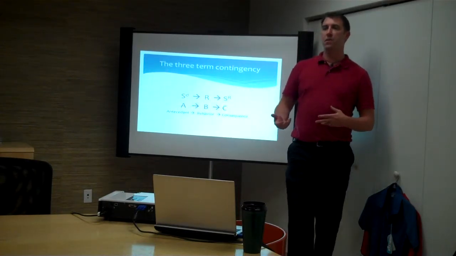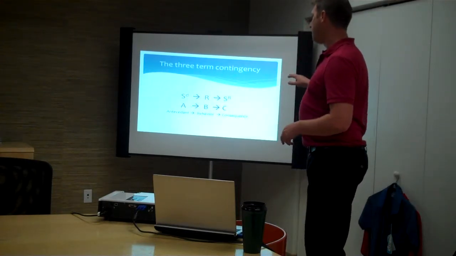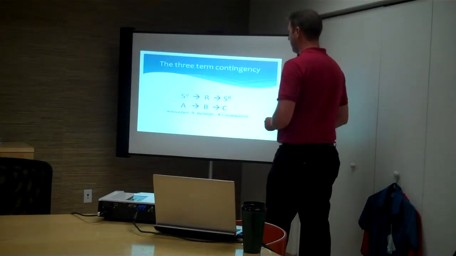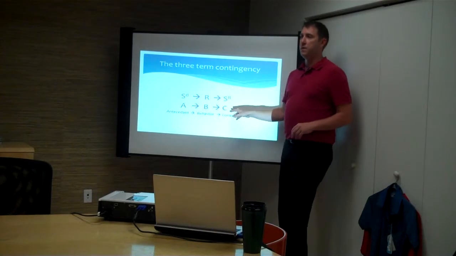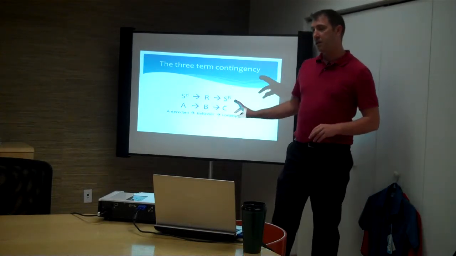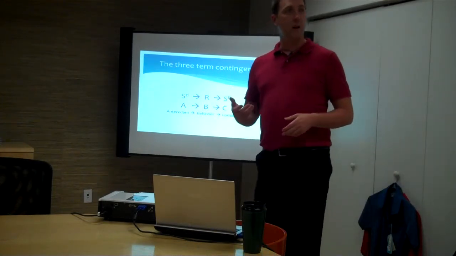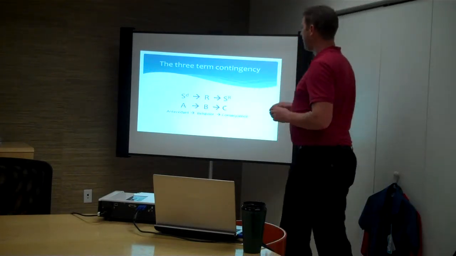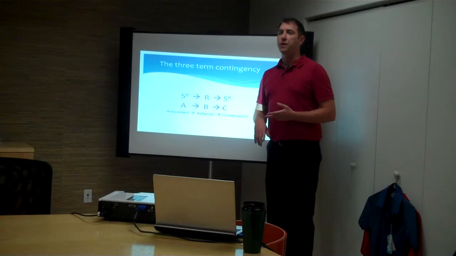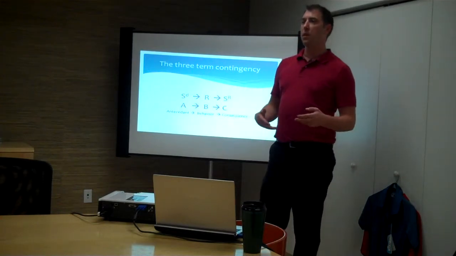It doesn't have to be a reinforcing stimulus. It's just how Skinner wrote his three-term contingency. But we use in ABC, the C is for consequence. I like that a little bit more, because a consequence is just a stimulus that follows behavior that can either increase or decrease the likelihood that that behavior will occur in the future.